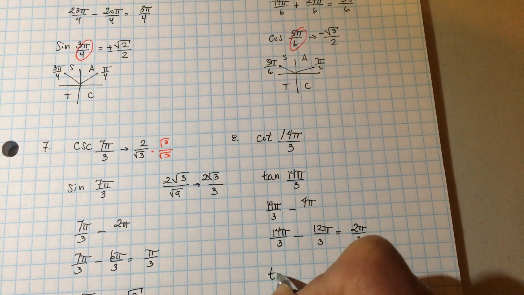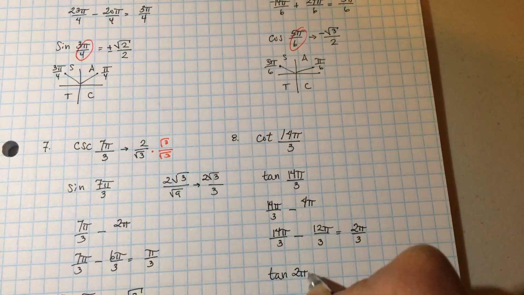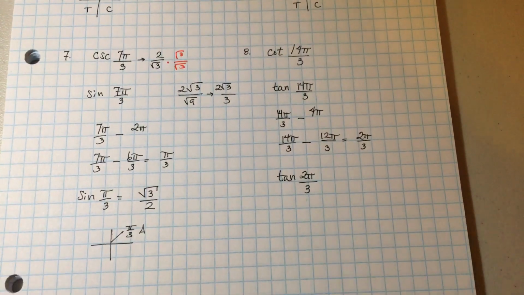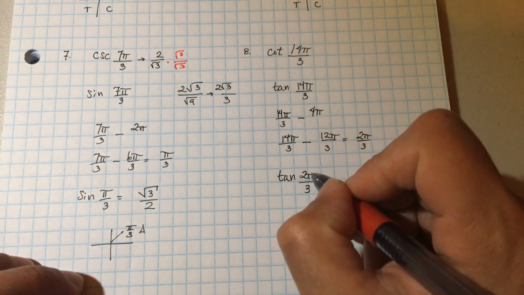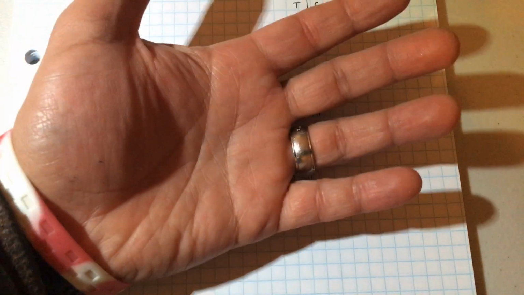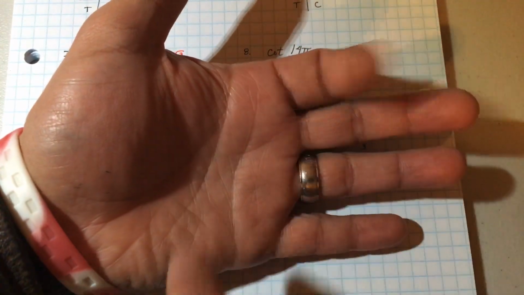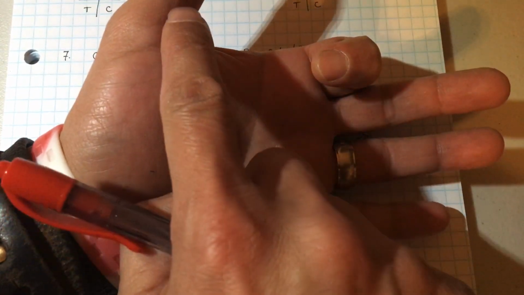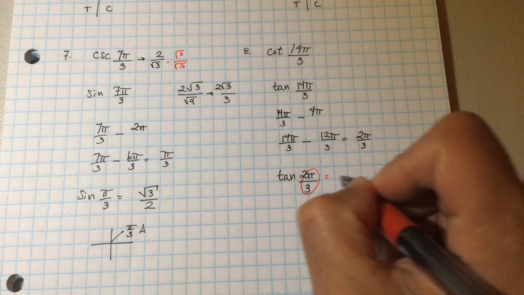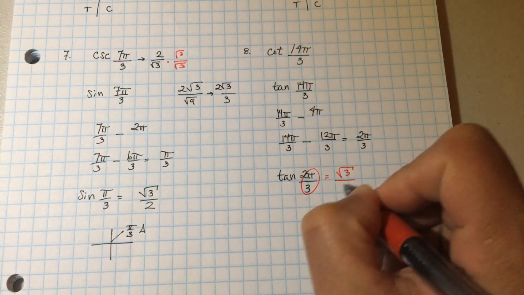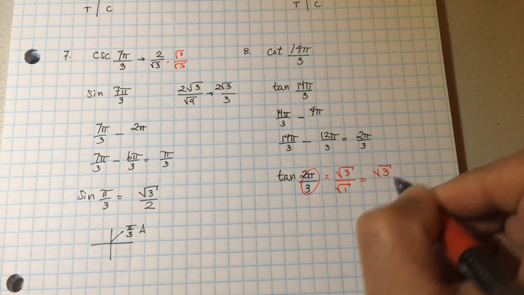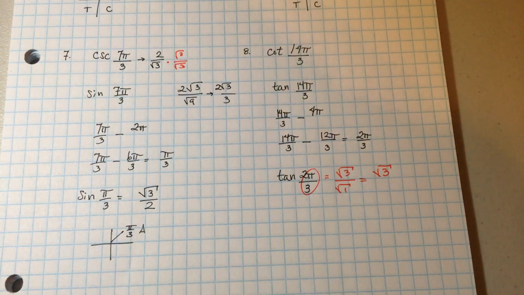So now we have tangent of 2 pi over 3. Cool. Now, 2 pi over 3. Look at your reference angle, which is this guy here. Pi over 3 is 60 degrees right here. Boom. What's the definition of tangent? Tangent is sine over cosine. So square root of 3 over square root of 1. The square root of 1 is simple. That's just 1. So we're left with square root of 3. Well, now I got to figure out, is it a positive or is it a negative?